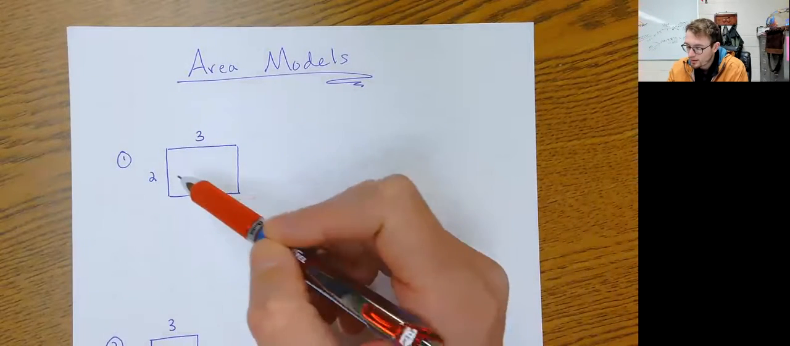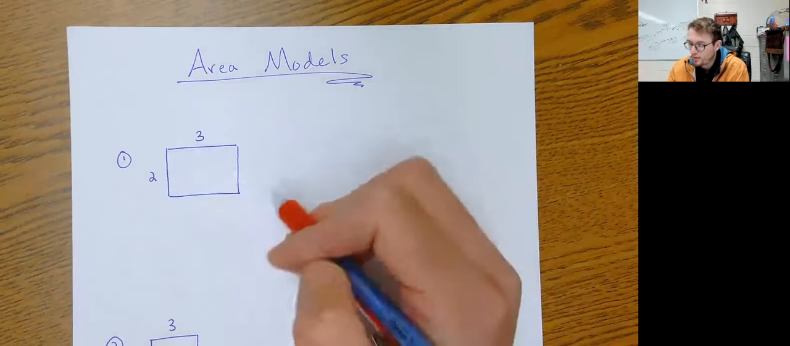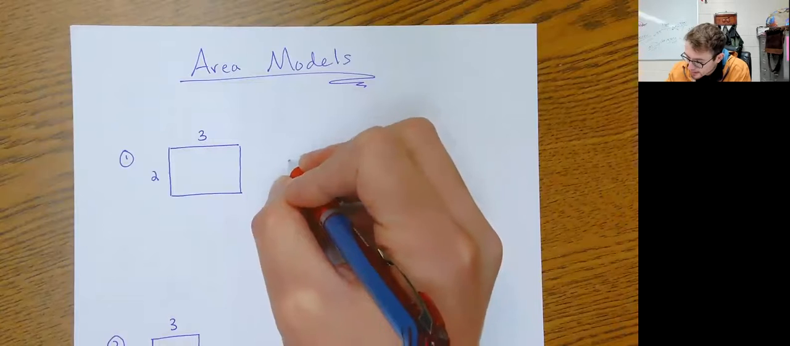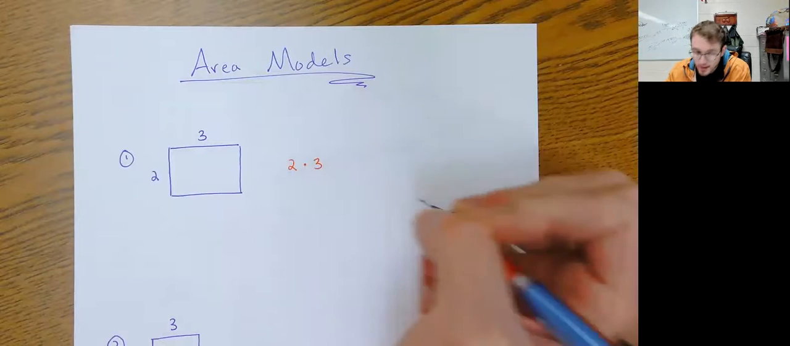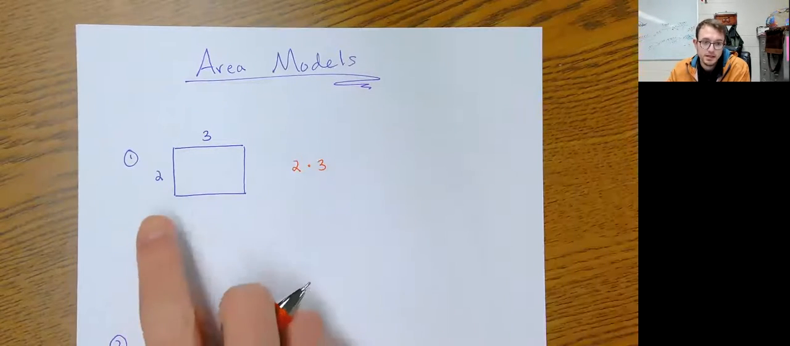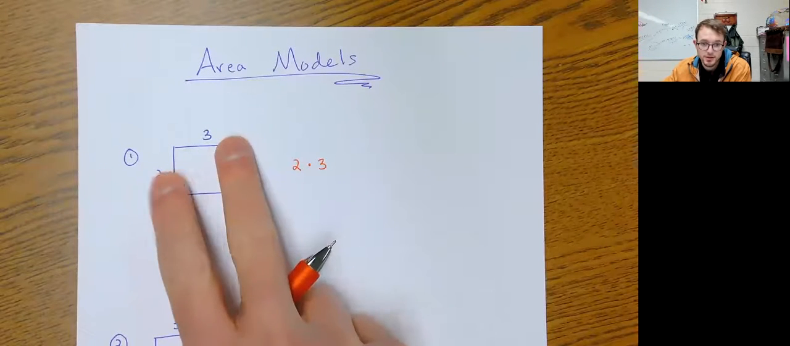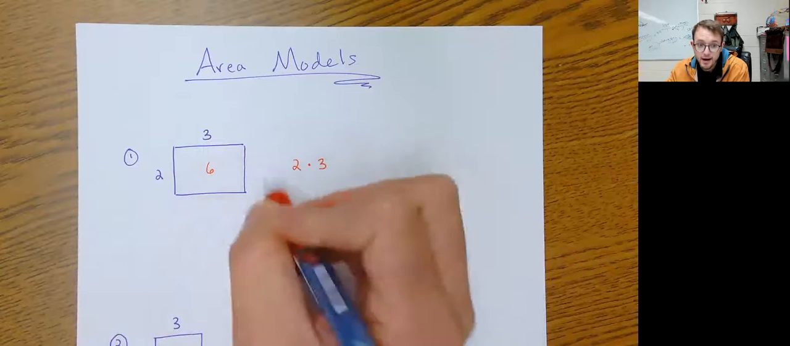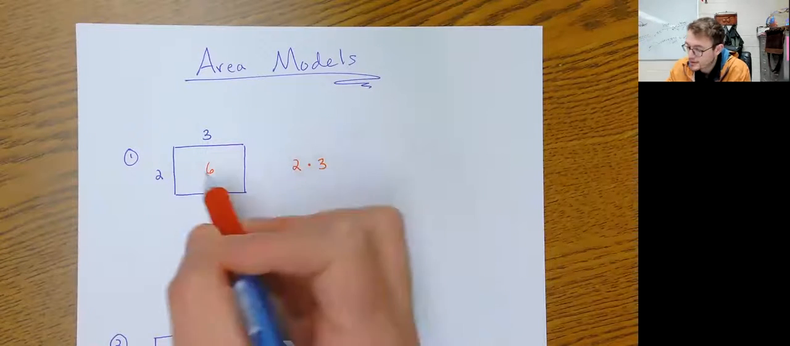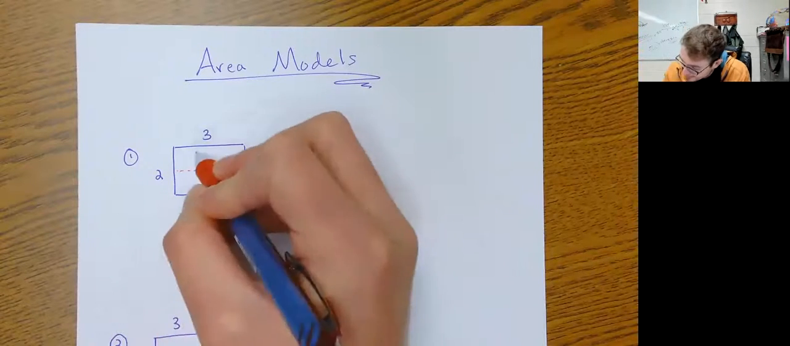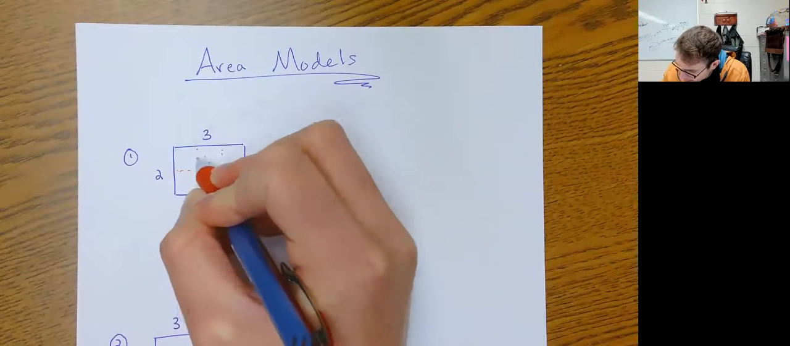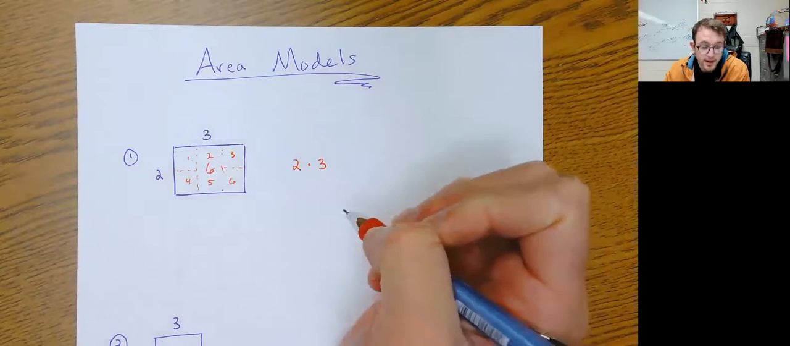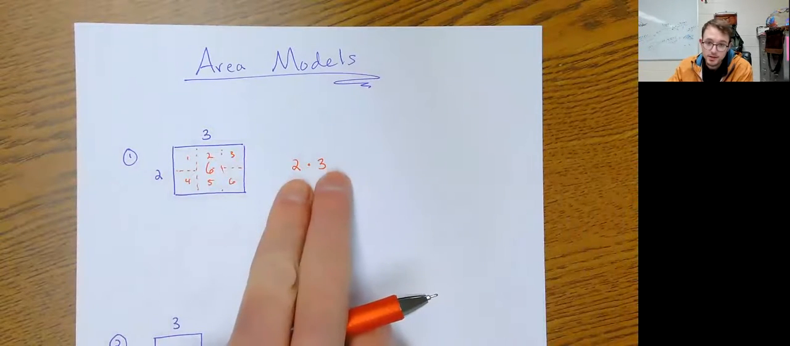So in this area model, we have a width of 2 and a length of 3. So this expression, now I don't want to actually solve this, this expression would just be 2 times 3. That's the expression that is represented here, 2 times 3. Now the answer would obviously be 6. That's the area, right? If I was to divide this up into the sections, there would be 1, 2, 3, 4, 5, 6 sections. The area is 6. But the expression itself is just 2 times 3.